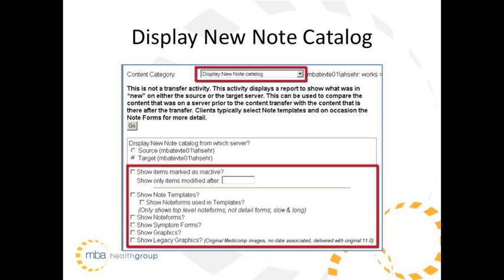This screenshot shows the options for checking the new note catalog. This is used to show a report of what items were on the source or target server prior to a transfer. Here you can see we've selected Display New Note Catalog from the Content category, and below we have the checkboxes for the items about which we wish to inquire. In this case, Go is above our checkboxes.